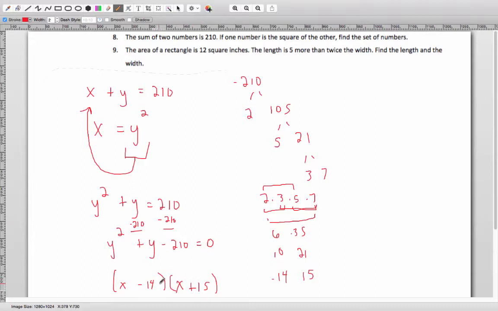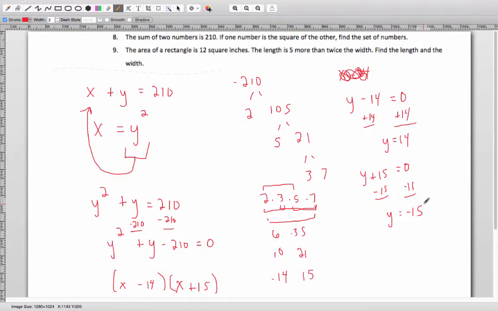So now to find my solution, literally I just set these equal to 0. So you can have x minus 14. I said x. It's actually y. I'm so used to writing x, but this actually should be y down here. That's my fault. So it's going to be y minus 14 equals 0. So add 14 on both sides for this one. y is equal to 14. The other one is y plus 15 is equal to 0. And here you just subtract 15 on both sides. y is equal to negative 15.